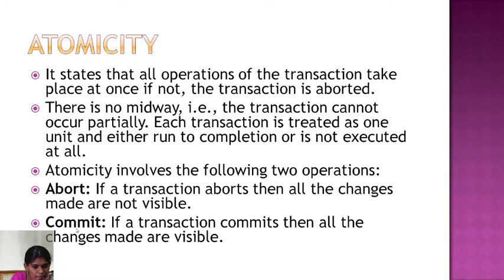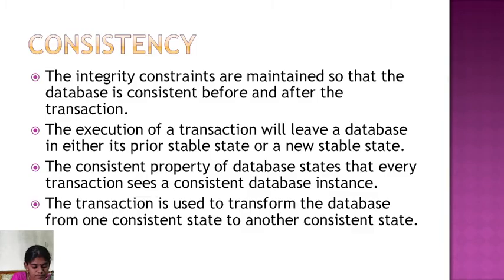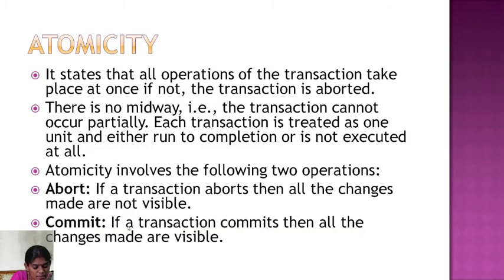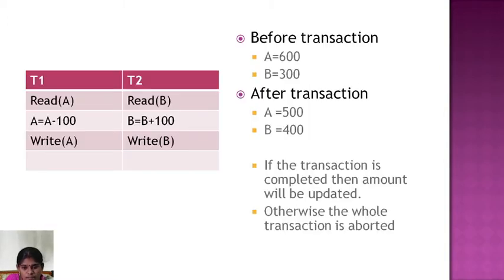So commit means if the transaction commits, then all the changes made are visible. So this is a successful state, and abort means that is a rollback state, that is first consistent state, that is atomicity. So it takes all the operations successfully, otherwise it does not perform any changes in the database. So this is a best example.